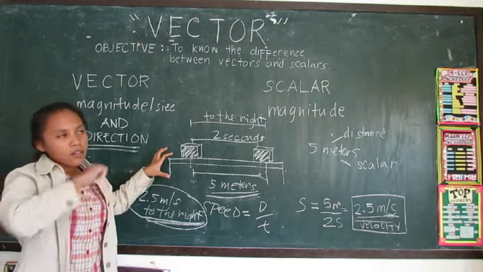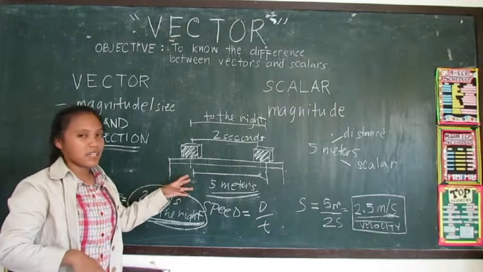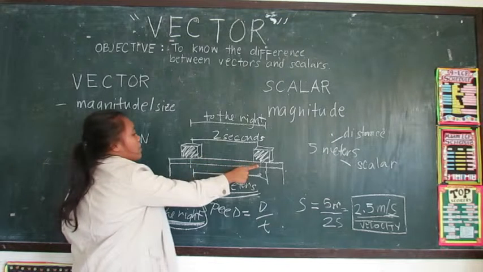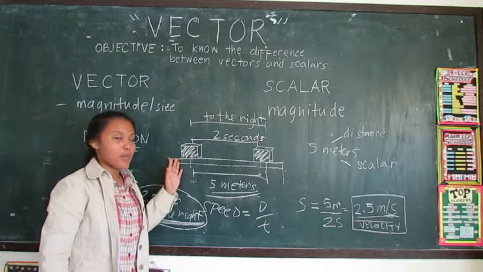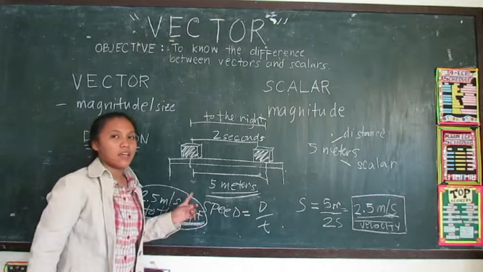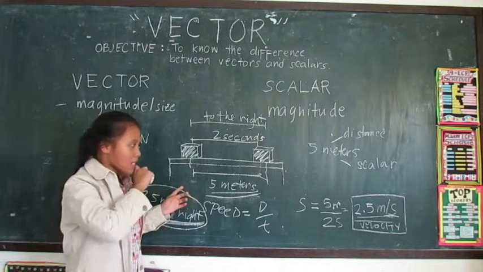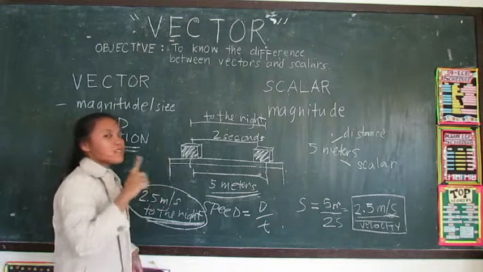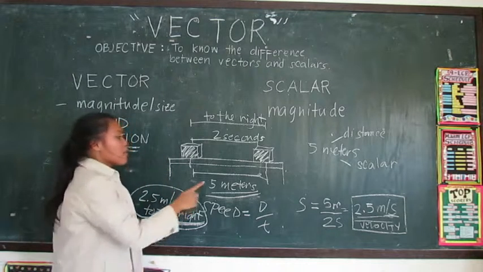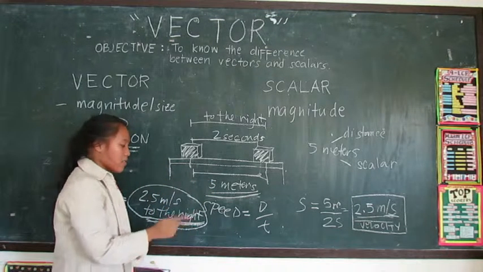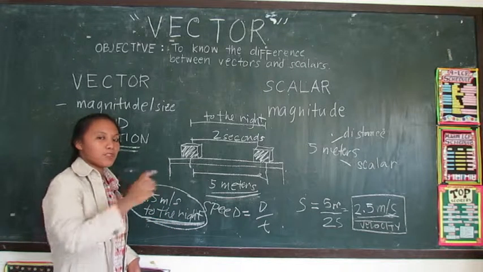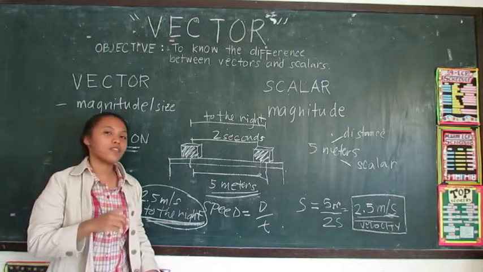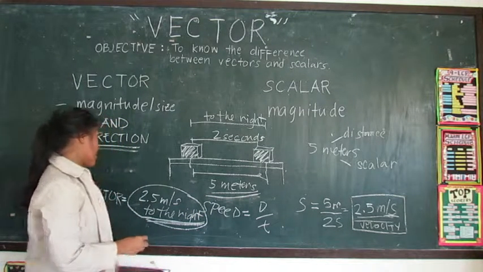Another way of saying that this box traveled from here to there is what we call displacement. Displacement is a vector version of distance. For example, the box is displaced 5 meters to the right. So we can use the word displaced instead of traveled from here to there. Displacement is a vector version of the distance.